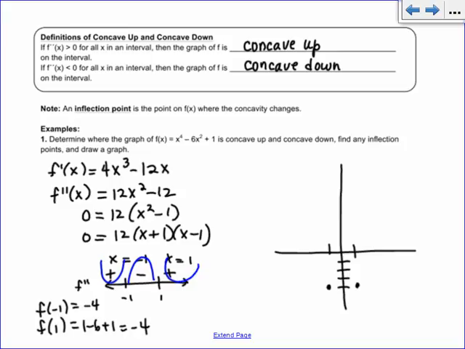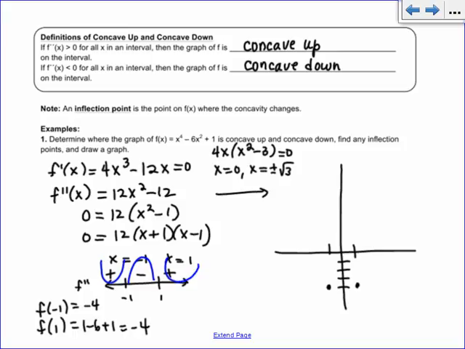So we should probably find our maximums and minimums as well. That's what you guys did for your homework. If I set my first derivative equal to 0, I'm going to pull out the 4x, and I'm going to have x squared minus 3. So I'm going to get x equals 0 and x equals plus or minus root 3.